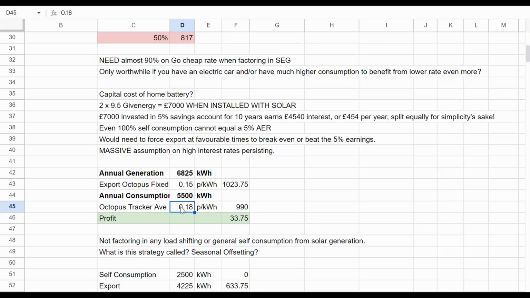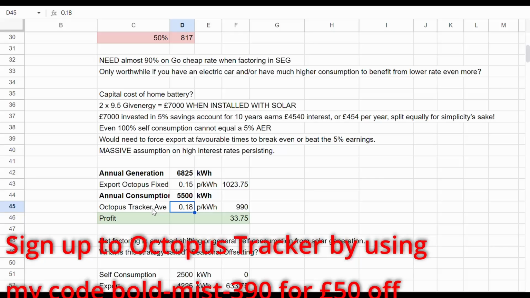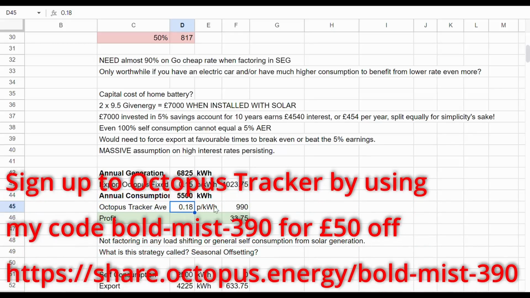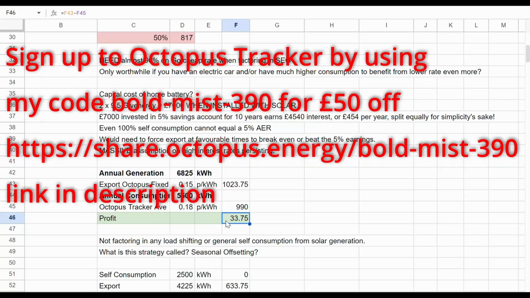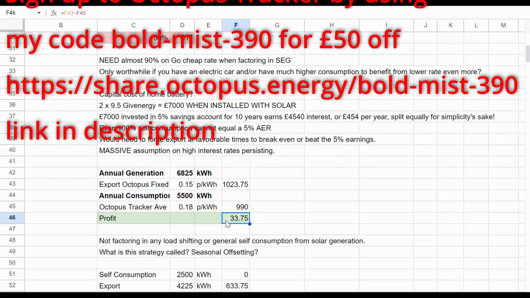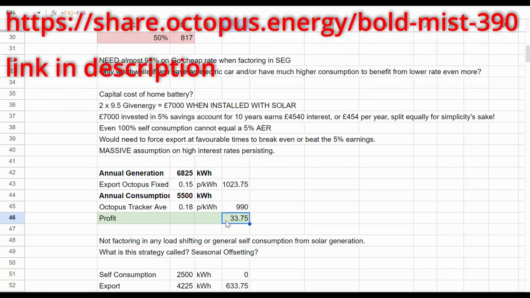If I bought all of that in on the tracker tariff and it remained at the average that it has, 18p per kilowatt hour for my region for the last 6 months or so, then it cost me £990. That would mean I would net the profit of £33.75 if I would export all of the energy and I'd buy in all of the energy.